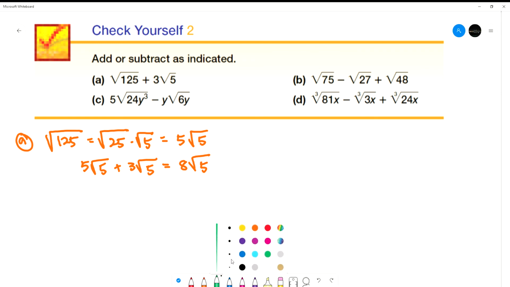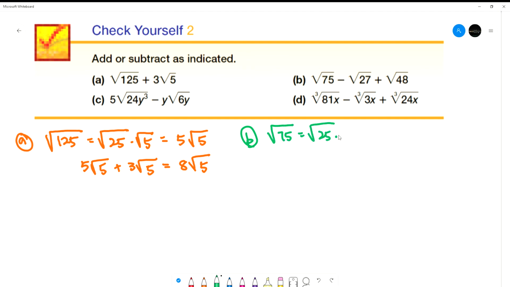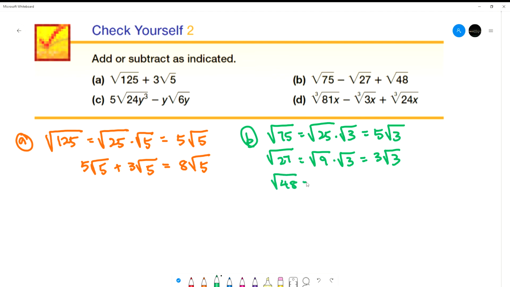Let's do part B. In part B, I have radical 75 that needs to be simplified. So that's radical 25 times radical 3, and that is 5 root 3. Radical 27, that's very similar. I see a 9 times 3. So radical 9, radical 3, so that is 3 radical 3. Next one is radical 48. So I see a 16 times 3. So radical 16 times radical 3. That is 4 radical 3.